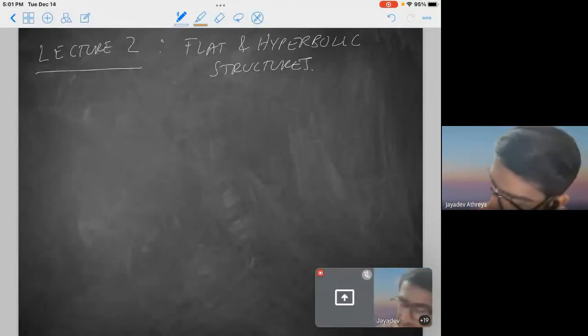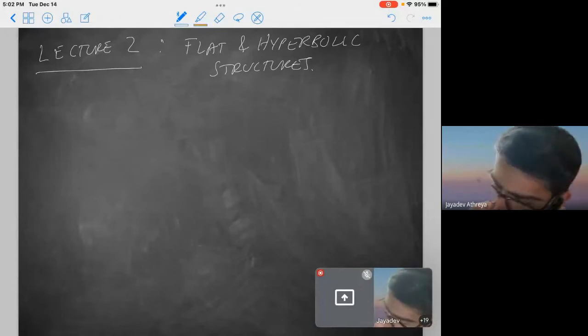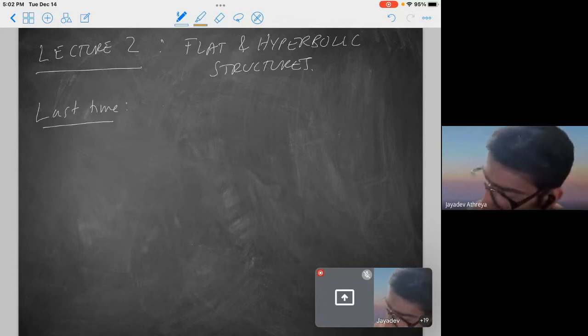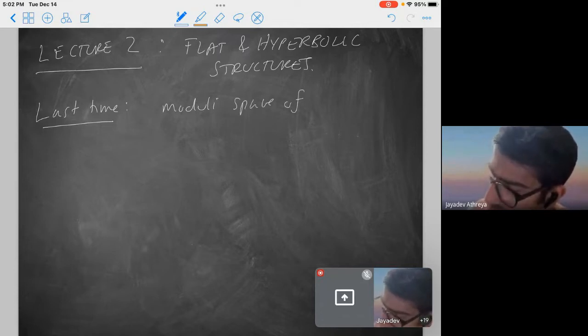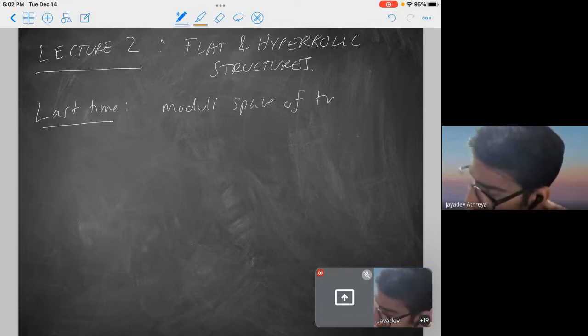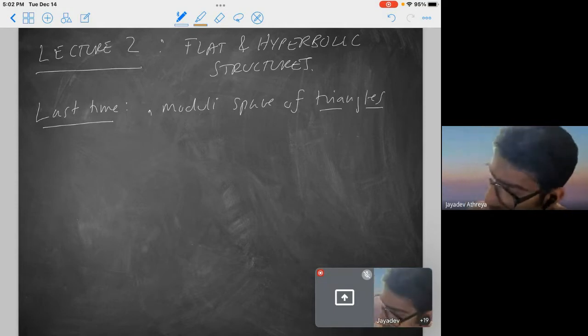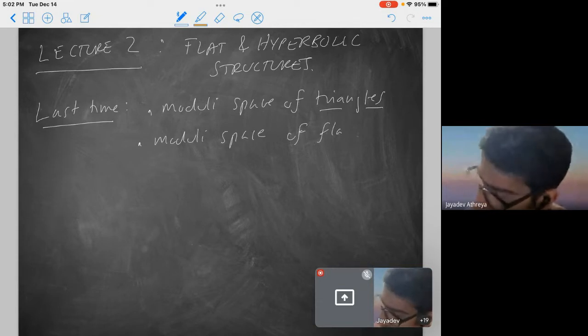But okay, so I'm going to tell you about moduli spaces of flat and hyperbolic structures on surfaces. Last time we looked at the moduli space of triangles, and we looked at the moduli space of flat tori.